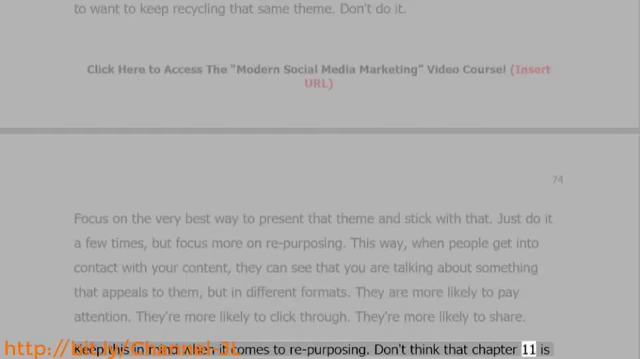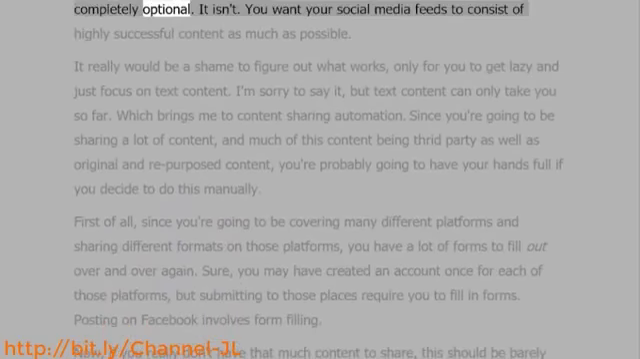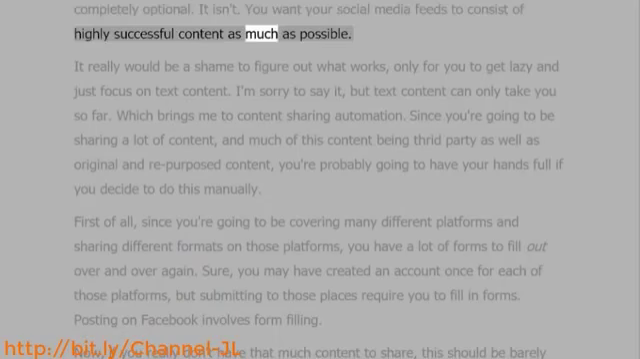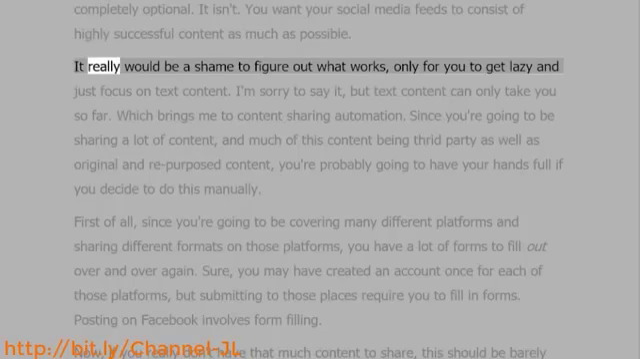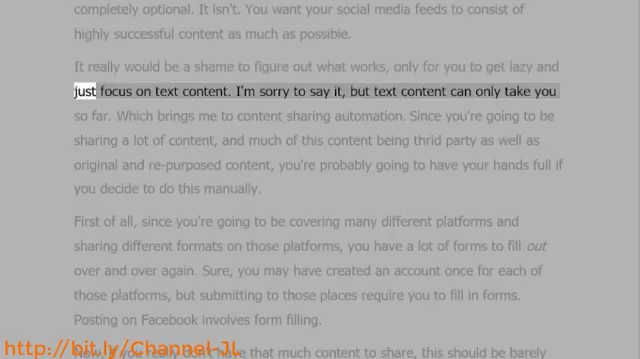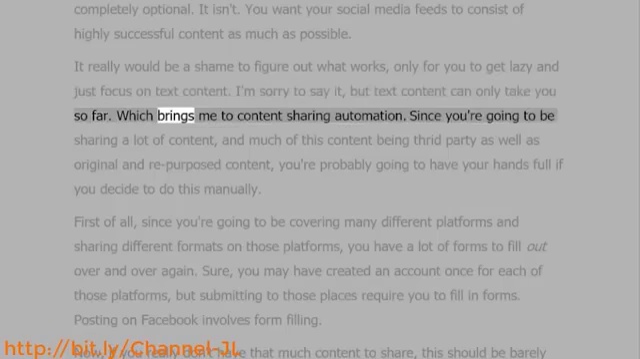Don't think that Chapter 11 is completely optional. It isn't. You want your social media feeds to consist of highly successful content as much as possible. It really would be a shame to figure out what works, only for you to get lazy and just focus on text content. I'm sorry to say it, but text content can only take you so far. Which brings me to content sharing automation.